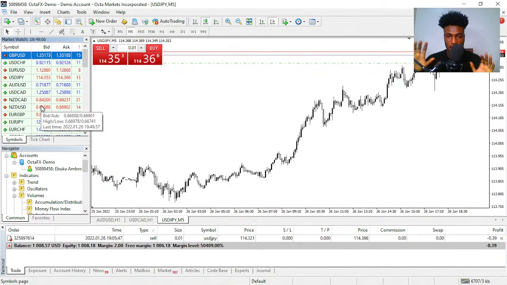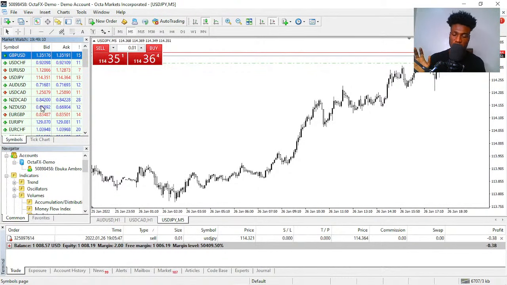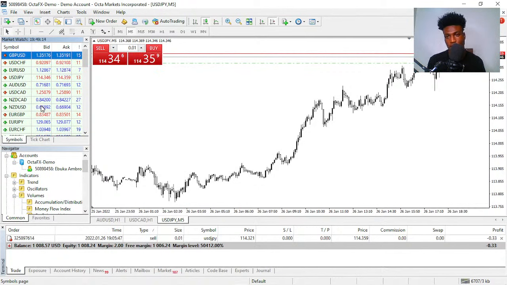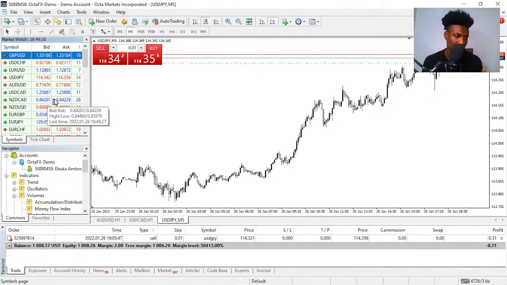Think of spread like this. Let's say I'm going to the bank and I want to change my naira for dollars. The price the bank would sell dollars to me is going to be different from the price the bank would buy dollars from me. That difference is called the spread.